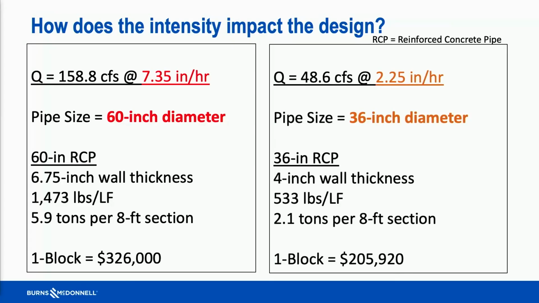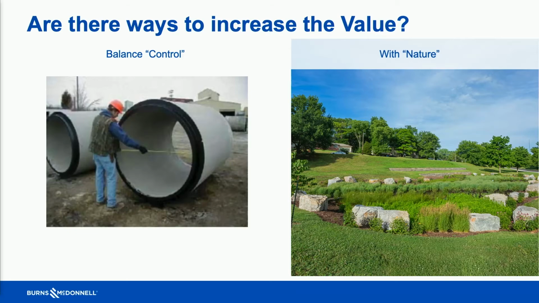What if I did that differently? Now I need a 36-inch pipe, a pretty decent sized pipe. But once again, my cost has gone down and my resources have gone down. It's not as much concrete I'm putting in the ground. So I'm saving money. It's 58% less expensive, right? So we're trying to find, once again, what's that balance, that control versus nature? That's really what we're talking about with low impact development. How can we start to balance what we're doing?